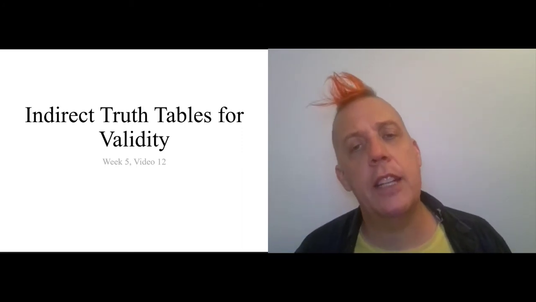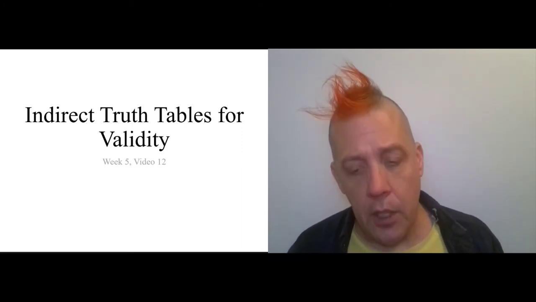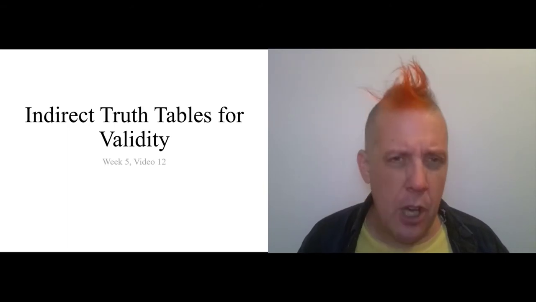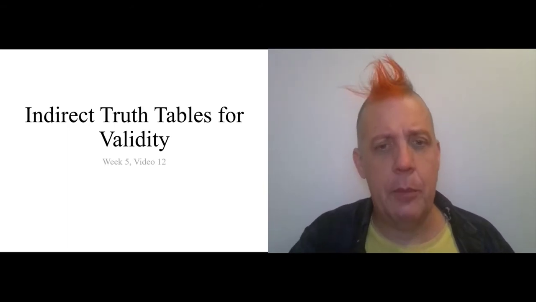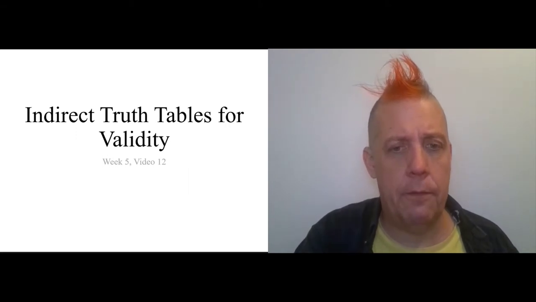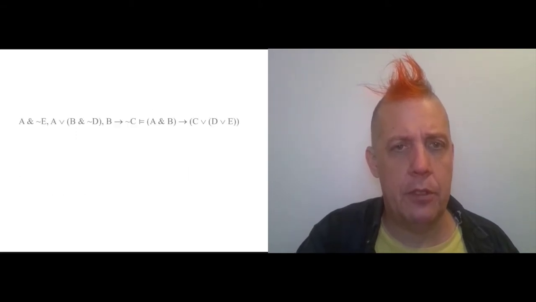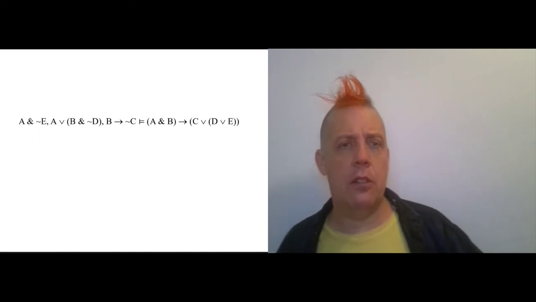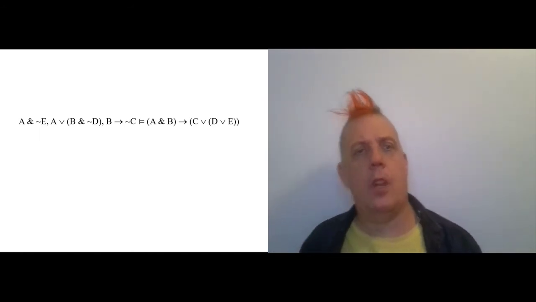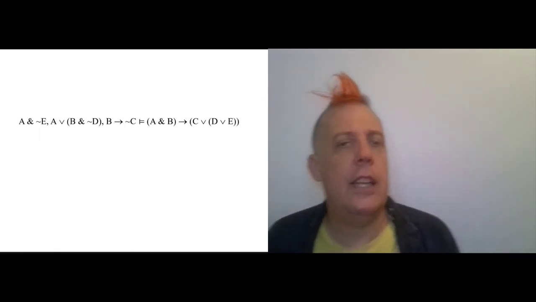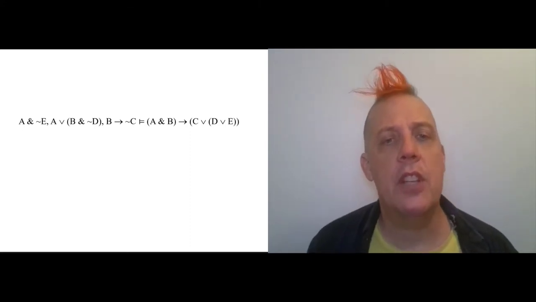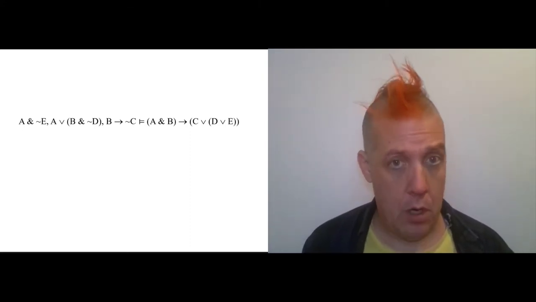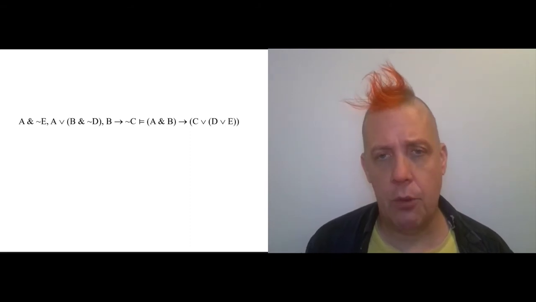But the basic idea here is that you may have noticed that truth tables can get really large. Here, actually, let me skip into the part of the first examples to show you. Look at this argument here. A and not E, A or B and not D, B implies not C, therefore, A and B implies C or D or E.